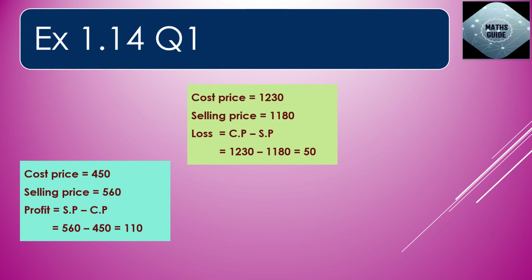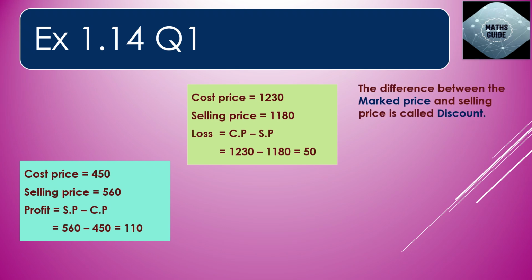Now take another example. Here the cost price is 1230, selling price is 1180. Here the selling price is less than the cost price, so there is a loss. It means we will convert our formula, we will write cost price minus selling price. That is, the difference is the loss, that is 50.